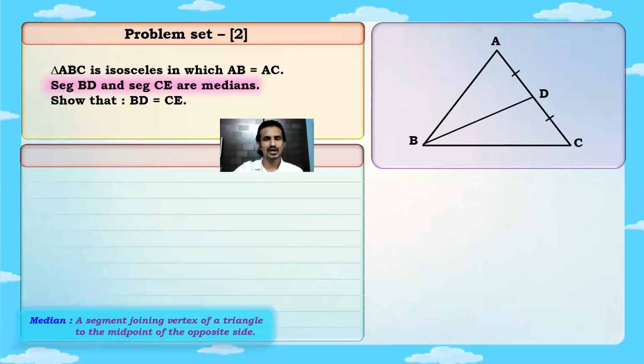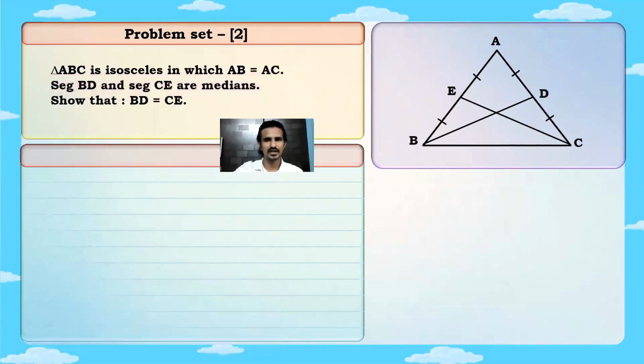So B's opposite side is AC. So D will be the midpoint of AC. So BD is the median. Same way when we start from point C, so we will have CE, where E will be the midpoint of AB and CE will be the median. So we have these two medians. After taking these two medians, we have to prove BD and CE are equal. So BD and CE are equal.